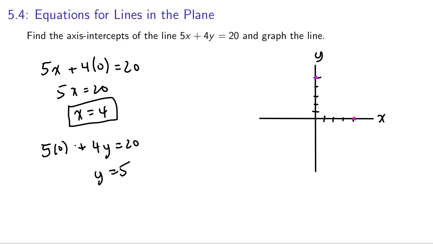Okay, so to graph the line, all we need to do is use a ruler to join these two points. Okay? With the ruler, we can go through and beyond without any trouble to make a nice straight line.